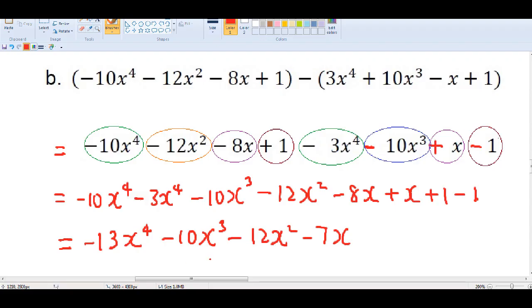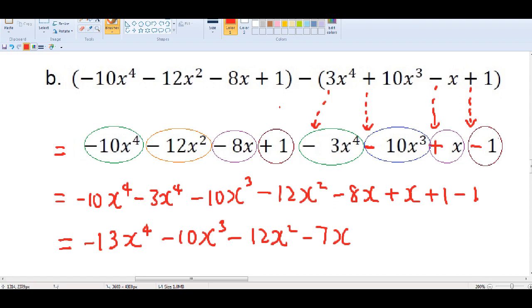So here's the answer. You will have minus 10x to the power 4 as the leading term. When you remove the bracket, you need to change the sign. Actually, you change the sign for that 3x to the power 4 as well, because originally within the brackets it should be positive, but now it becomes negative.